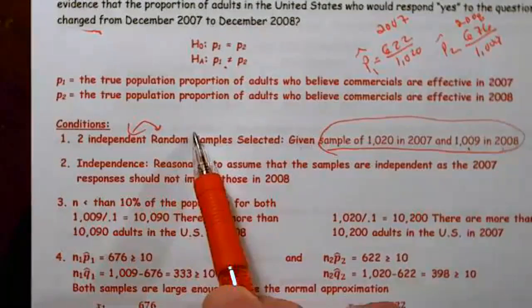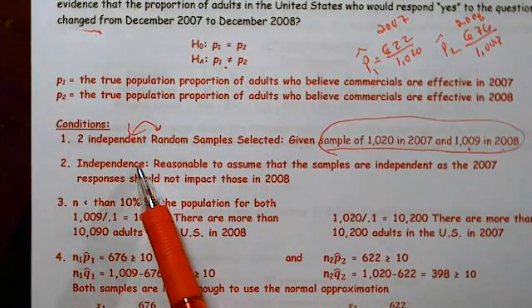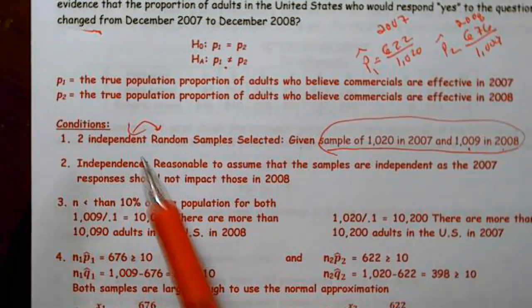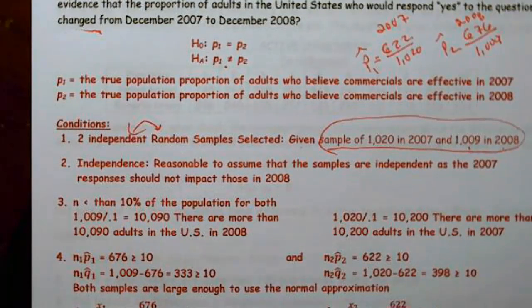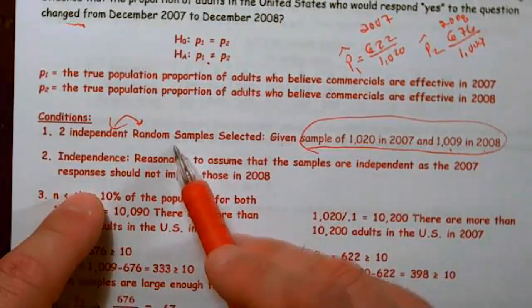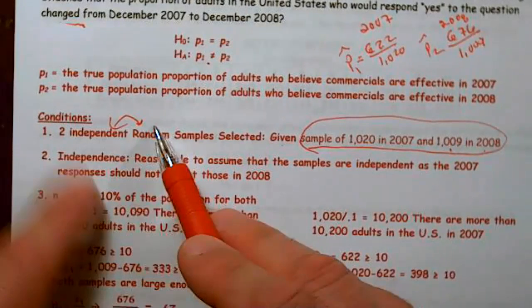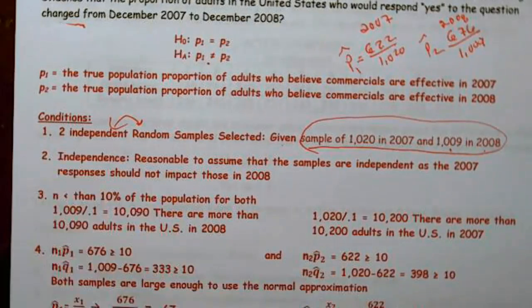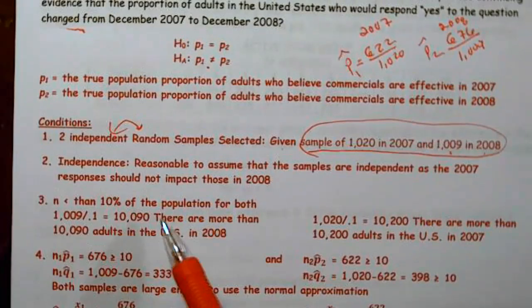Again, here I said two independent random samples, so technically I wouldn't have had to include this. But it's reasonable to assume that the samples are independent, as the responses in 2007 should not impact those in 2008. That does seem reasonable. So if you broke this apart, you always need to make sure you address independence either together or separately. And then we need to make sure that each sample is large enough.